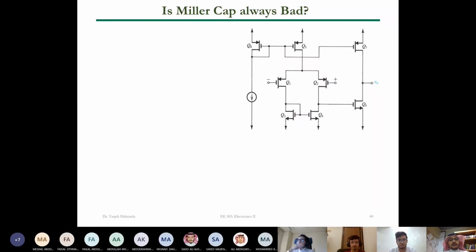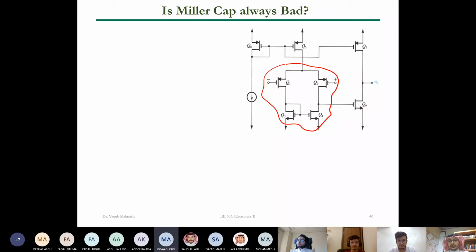Let me also discuss here the idea of the Miller capacitor. Now, let's take this one. This is an amplifier, right? This is an op-amp. What do you think this is? Q1, Q2, Q3, and Q4.